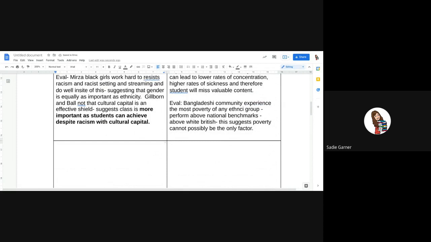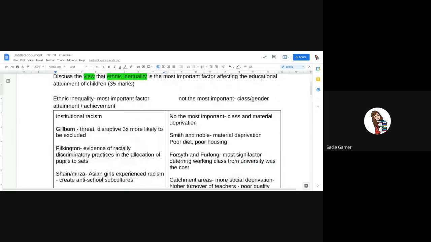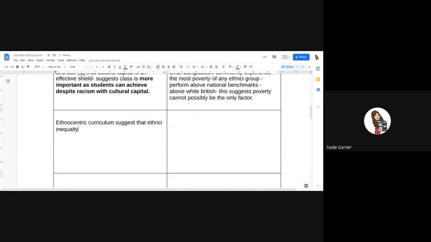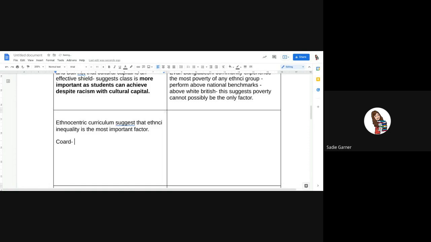Paragraph 3, we're going to do ethnocentric curriculum. And I just take this from in my mind sections of the grid. So the ethnocentric curriculum suggests that, and always read the question each time, that ethnic inequality is the most important factor. We're going to do CORD. There is an ethnocentric curriculum. I'm going to do Tickley et al.